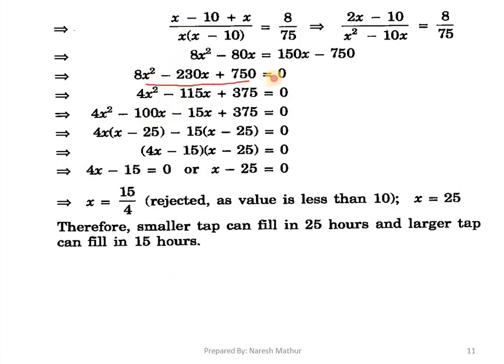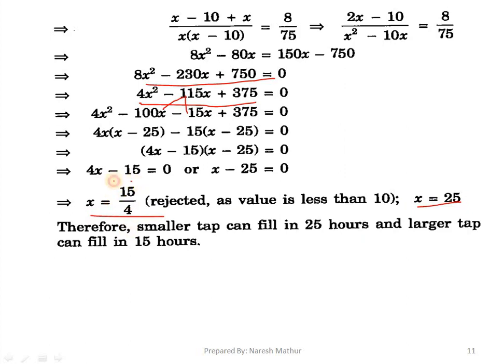So we have the equation 8x square minus 230x plus 750, just divide it by 2. So we have 4x square minus 115x plus 375. Split it into minus 100 and minus 15. So we have the value of x equals 15 by 4 and 25.